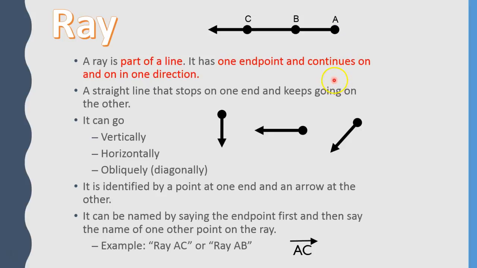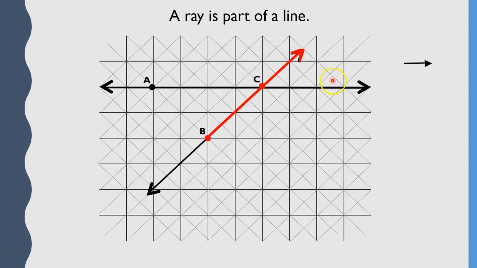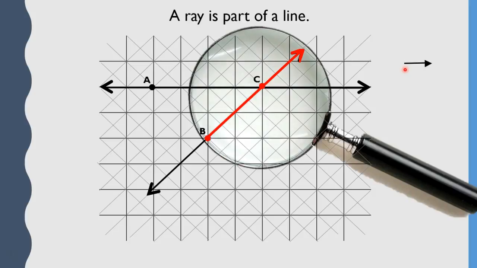Okay, so let's go back to our lines and take a look. So a ray is also a part of a line. So this ray is called ray, do you know? BC. Okay, so if we zoom into this one, we will see that this is part of a line. But when we are talking about the ray, we have to just talk about from this endpoint on and on forever in this direction.